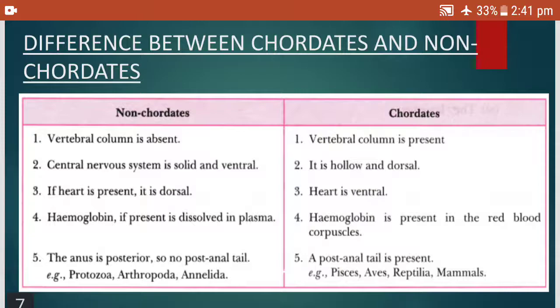Hemoglobin, if present, is dissolved in plasma in nonchordates, and hemoglobin is present in the red blood cells in the chordates. The anus is terminal, so no postanal tail in nonchordates. A postanal tail is present in chordates. Examples of the nonchordates are Protozoa, Arthropoda, Annelida, whereas the examples of chordates are fishes, aves, reptilia, and mammals.